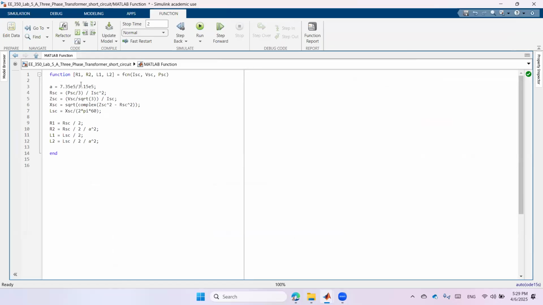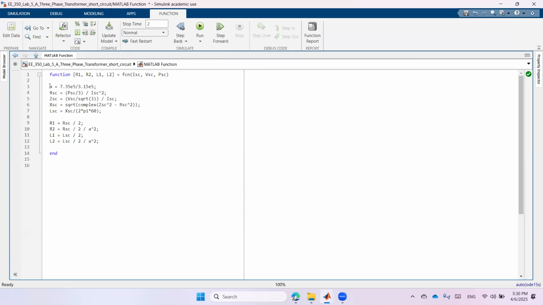Here we have four outputs: R1, R2, L1, L2. If you have more than one output, you should use square brackets separated by commas. Here we have three inputs: I short circuit, V short circuit, P short circuit. The inputs should be in parentheses separated by commas.